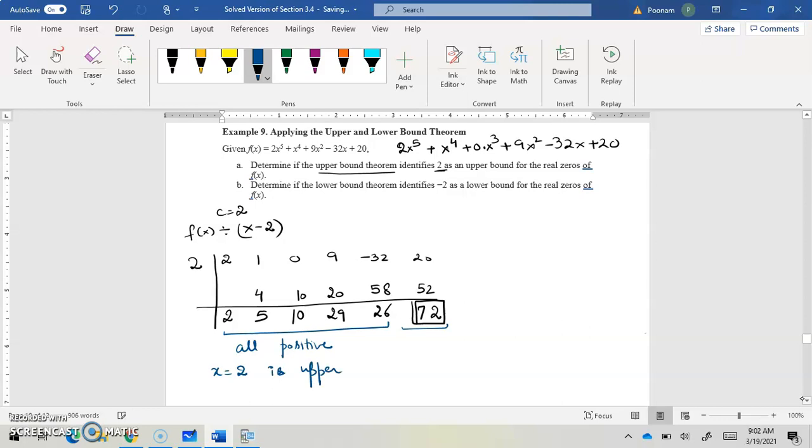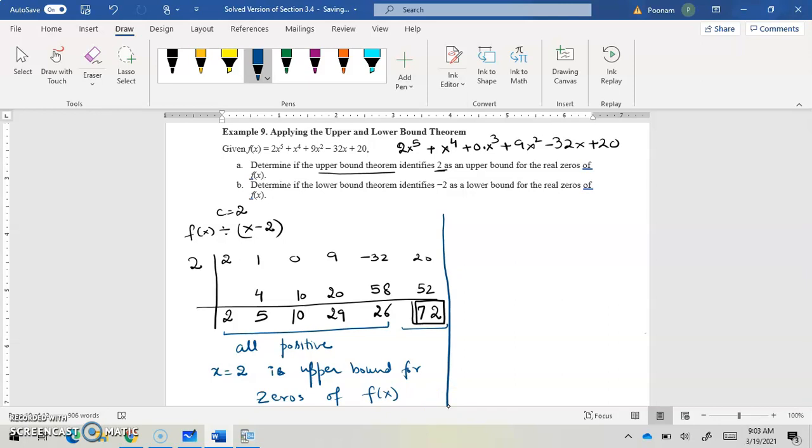for zeros of the function. What does that mean? That means that all the zeros of f of x would be less than or equal to 2. 2 is the maximum value of the zeros, the maximum possible value of the zeros.